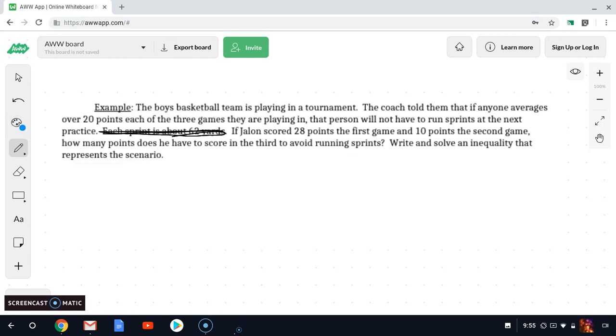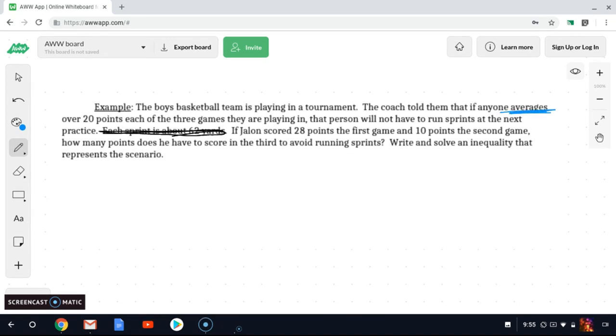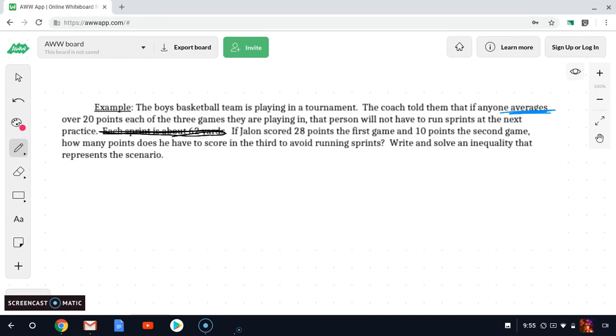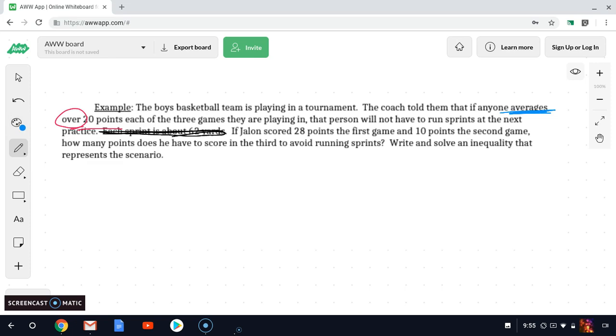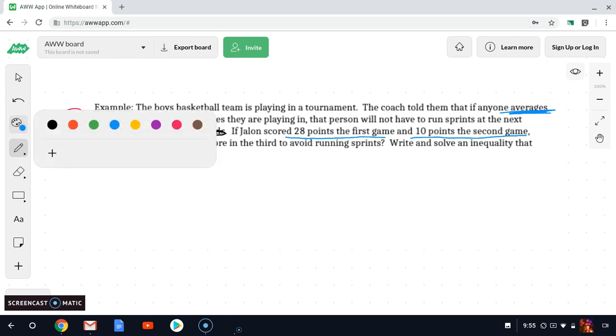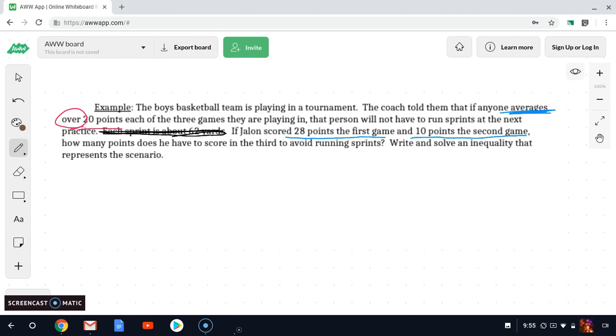So we know that if anyone averages, you know what average means, and then it says over 20 points. I think that is important. And then it also tells us how much he's already scored. So he's scored 28 points the first game and 10 points the second game. We're trying to figure out the number of points he needs in the third game to avoid running sprints. So we're going to say the score in the third is going to be X because we don't know that yet. So we need a variable for that.